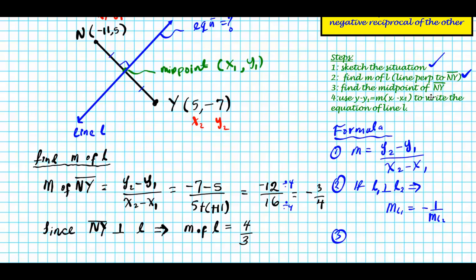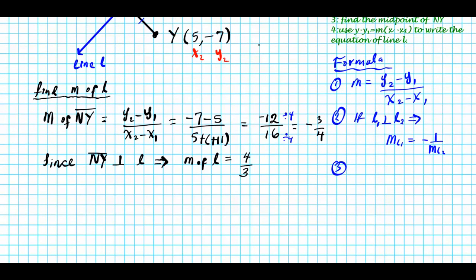We're to find the midpoint M of NY, because in order to write down the equation of a line, you need a point and a slope. Okay? We already found the slope here of L. We need a point on L since L goes through the midpoint of NY. The midpoint of NY is going to be a point that's on L too. Okay? So how do we find the midpoint? Let's write down the formula for that, and then use it to find the midpoint.